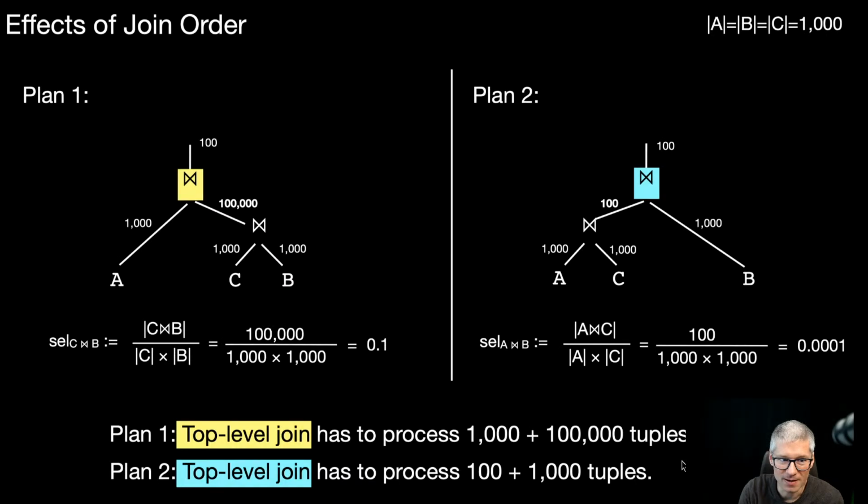Okay, and now if you look at those plans, and that's basically the slide I showed before, you can think about join selectivities. The join selectivity is defined as follows. We count the number of tuples that are available in the cross product. So if all of these relations have 1,000 tuples, you basically do number of tuples in C times number of tuples in B. That's 1 million. And then you also count the number of tuples in the join result. That's 100,000 divided by 1 million, that's 0.1. That's the join selectivity.